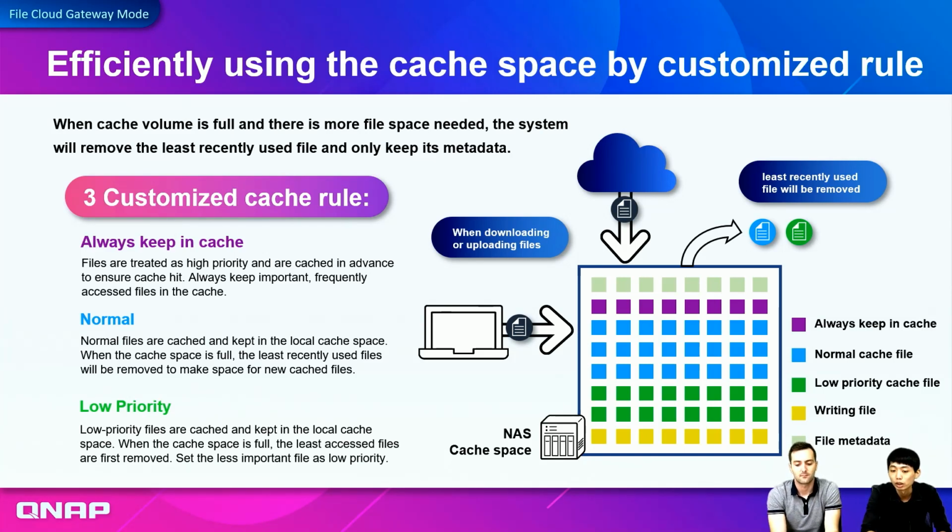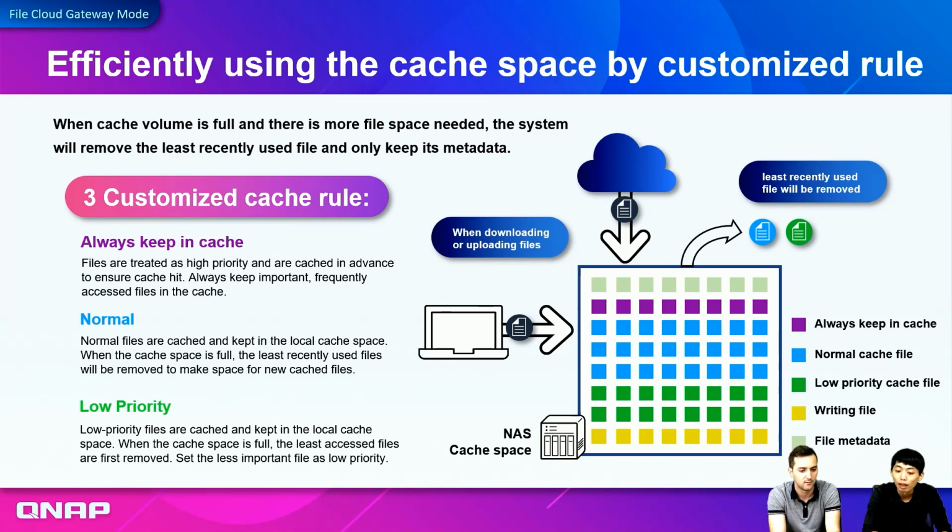The first one, always keeping cache, means that data you set with always keeping cache priority will always be kept there forever. This data cannot be removed even if the space is full. So this would be data that you need to use every day, frequently used or very important. You hope you can open it very fast. You don't need to wait anymore.